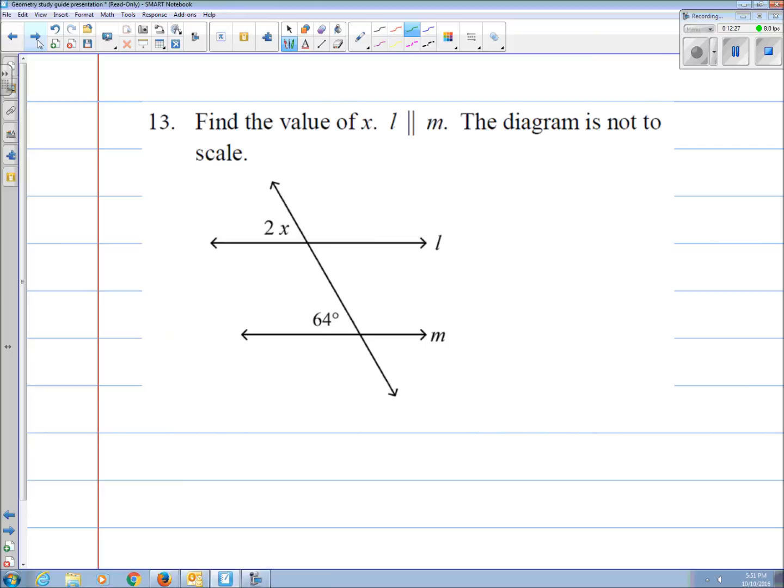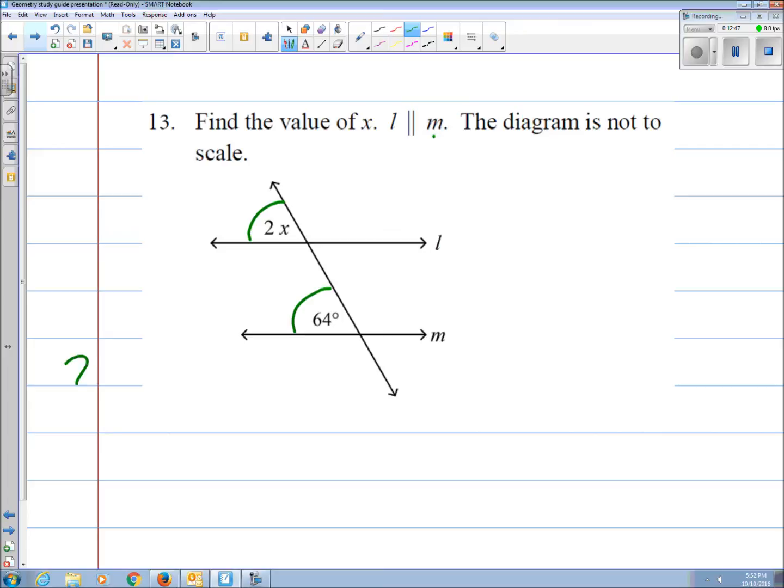Number 13, find the value of x. This is telling me that line L is parallel to line M. The diagram is not to scale. So we need to start by looking at what two types of angles those are. We should know that they're corresponding angles. And corresponding angles are congruent, which means their measures are equal.